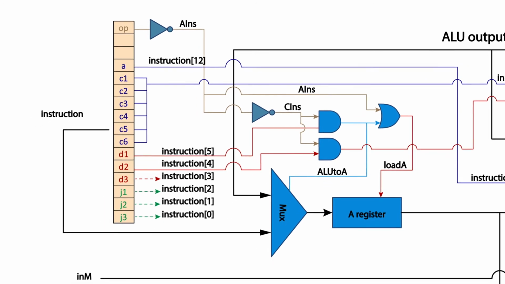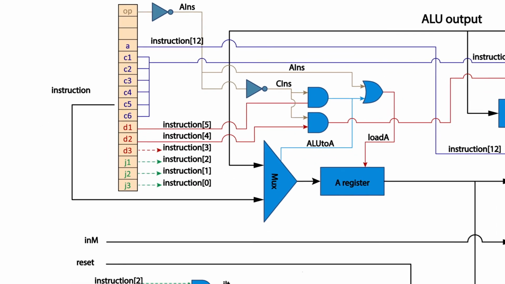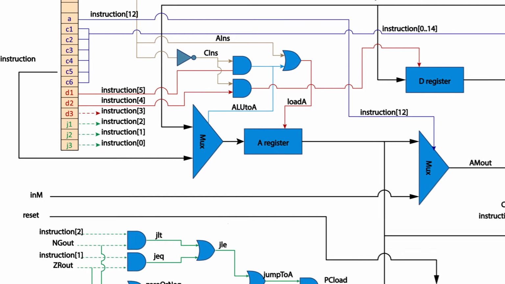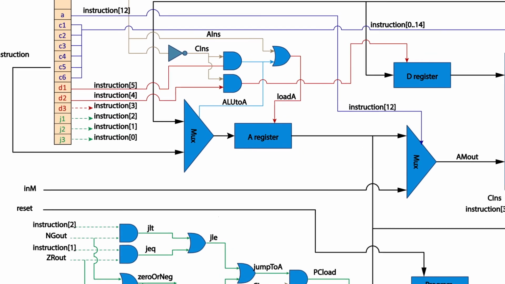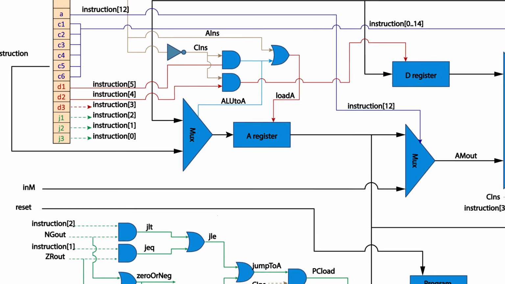A out is then fed into a MUX16 along with IN-M from the CPU's input. Instruction bit 12 is fed into cell to determine if the output of the A register or the output of the M register is to be output to AM out.